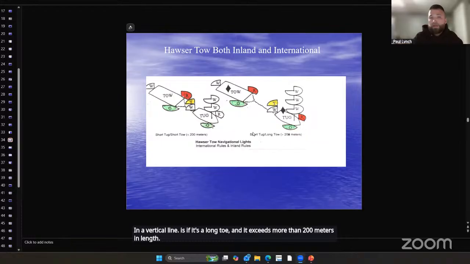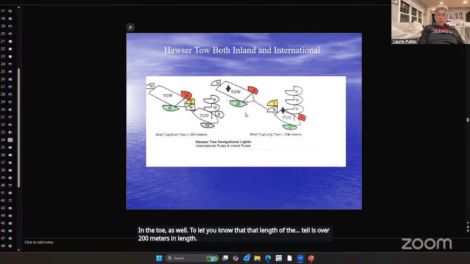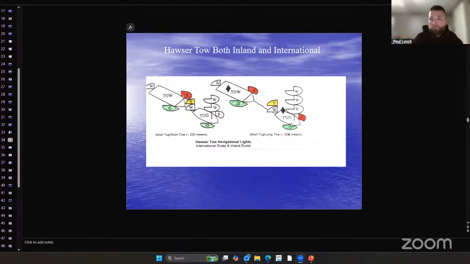And during the day, they would have to show a black diamond on the tug and the tow as well, to let you know that the length of the tow is over 200 meters in length. What would the day markers be again? Two black diamonds, one on the tug and one on the tow.